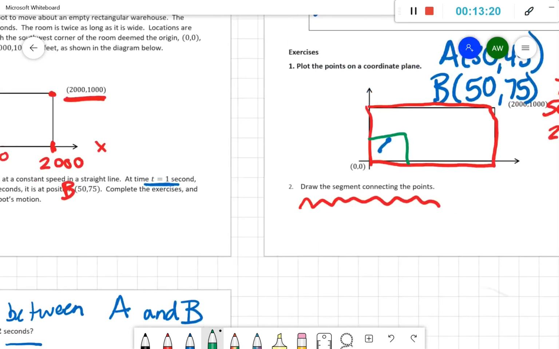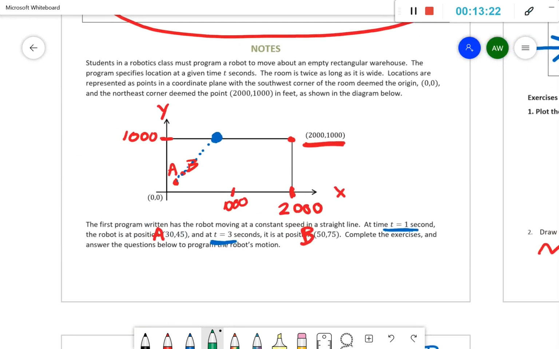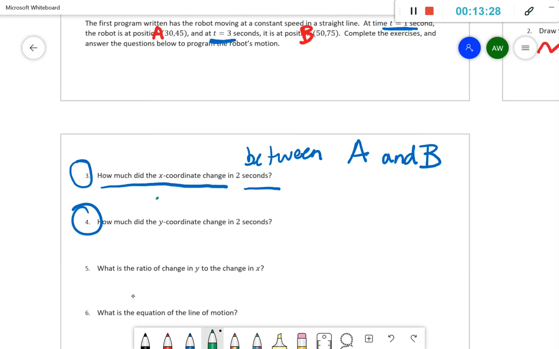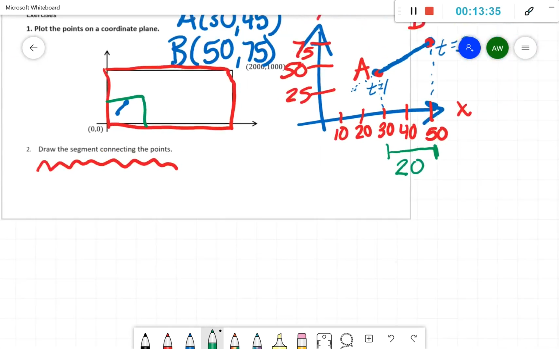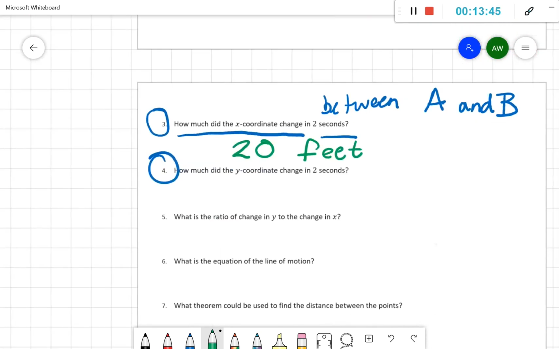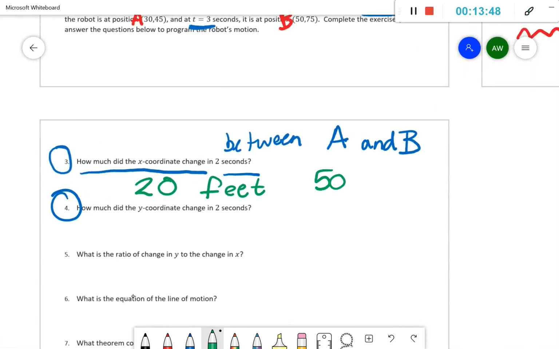In this case, we are measuring in feet. So how much did I change between A and B? Well, I changed 20 feet. And there are 2 different ways that we could represent that, right? The first way I already did. I could draw on my graph. I could say I started at 30, I ended at 50, the space in between that is 20. The other way that I could do this is say 50 minus 30 is 20. That's how I get the difference. Remember that difference is the same as subtraction.